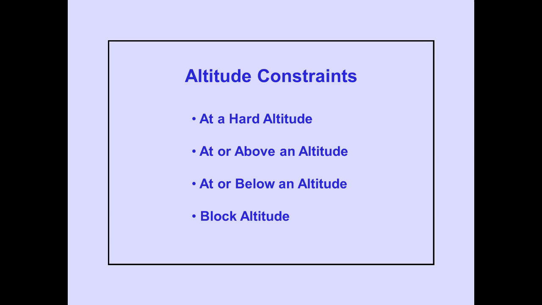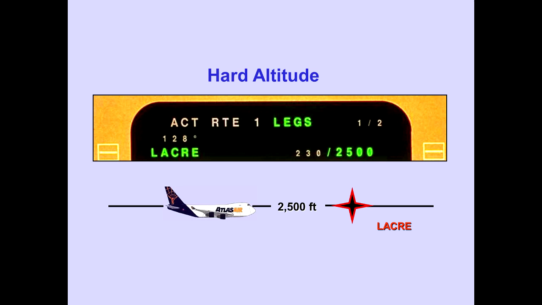Altitude constraints at a waypoint can exist in several different forms. Constraints can be to cross the waypoint at a hard altitude, at or above an altitude, at or below an altitude, or a block altitude. Hard altitude is displayed in large font. In this example, Laker must be crossed at 2,500 feet.